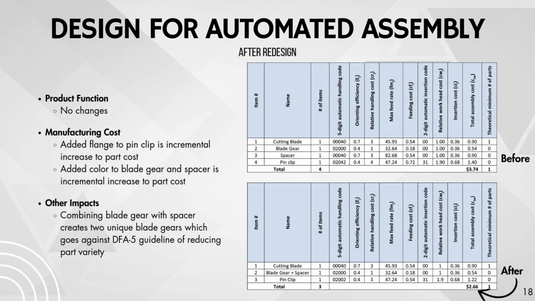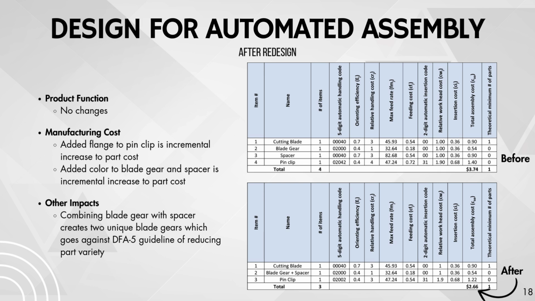The automated assembly time of the original design and modified design were calculated to quantify the improvement of the total handling and insertion cost. As is shown in the tables, the total assembly cost is reduced from $3.74 to $2.66, a 29% improvement. While the design modifications are generally positive for automated assembly and have no impact on product function, they have some drawbacks from a part manufacturing cost perspective.